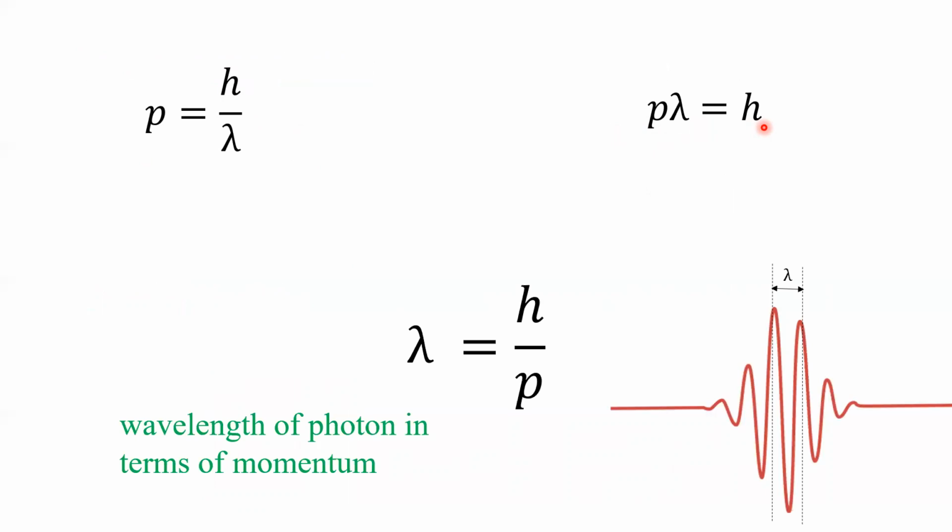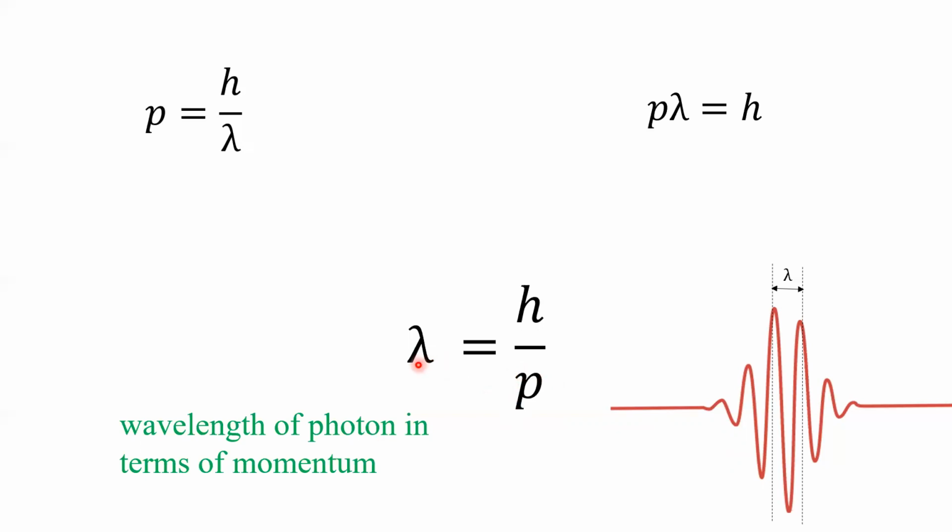Okay, so here's our starting point now for a new idea. And let's just get used to thinking of this in a couple different ways. I like to think about it this way. The product of momentum and wavelength is h, so that h is by itself there. Of course, you could also solve this for lambda. So if you happen to know a photon's momentum, then you know its wavelength.